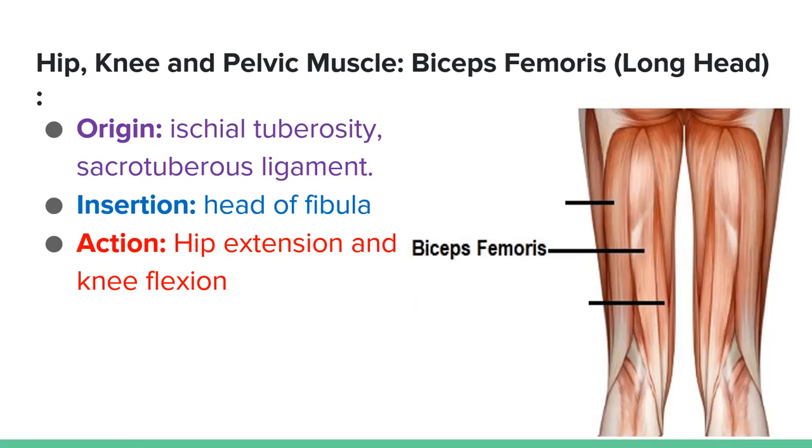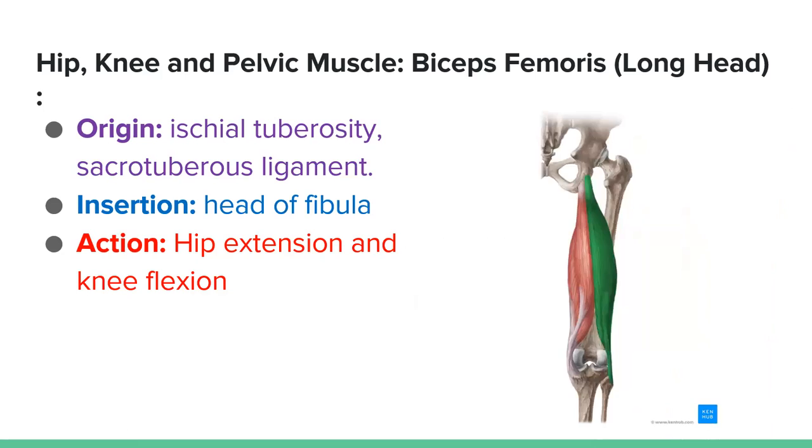And then biceps femoris, that goes right above that one or right over it. The origin is also the ischial tuberosity, but also the sacrotuberous ligament, and it inserts on the head of the fibula. And then the action of this one is hip extension and knee flexion.